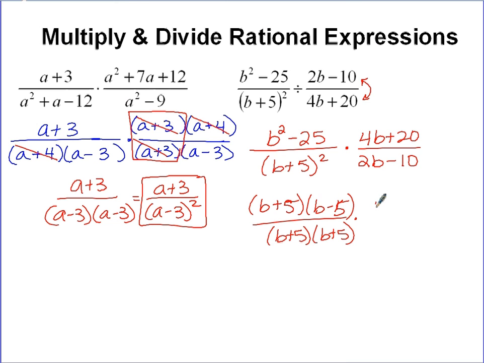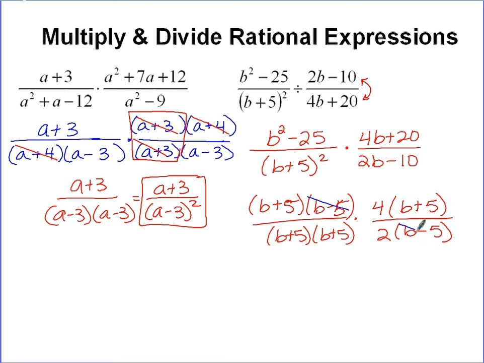4b plus 20 has a 4 in common, so I'm going to factor a 4 out, and I'll be left with 4 times b plus 5. 2b minus 10 has a 2 in common, so I'm going to factor a 2 out, and I'm going to be left with b minus 5 inside. And then I'm going to go through and try to reduce anything that I can.